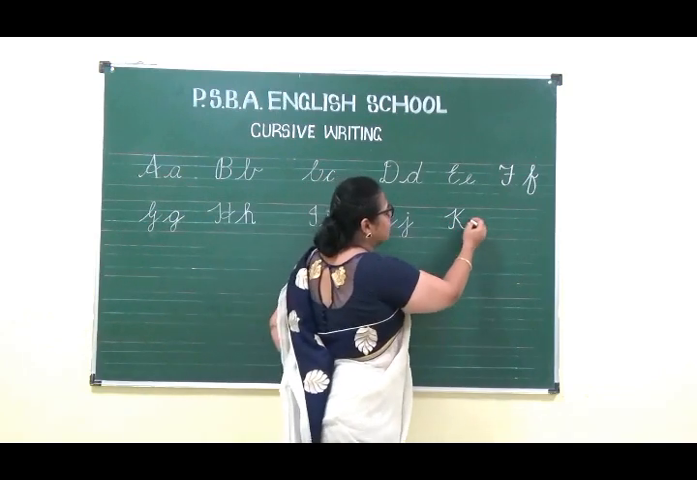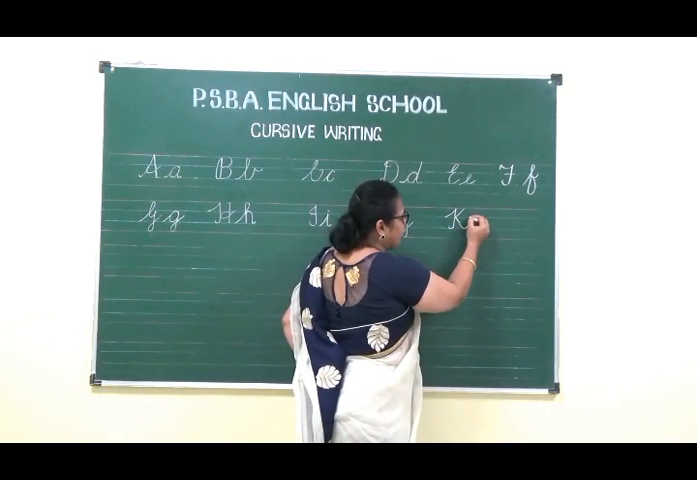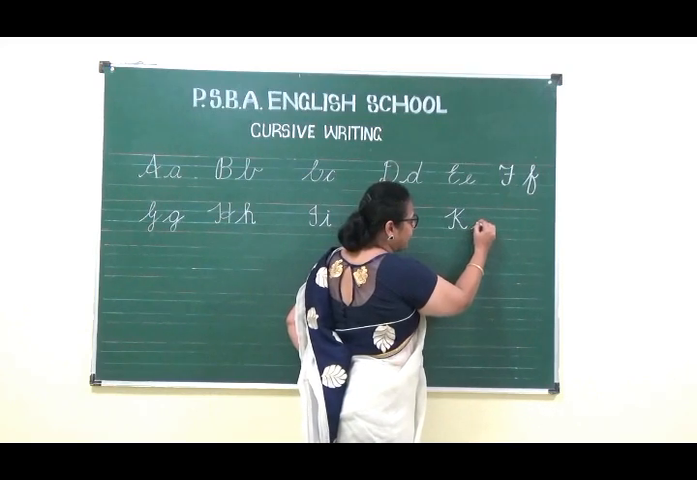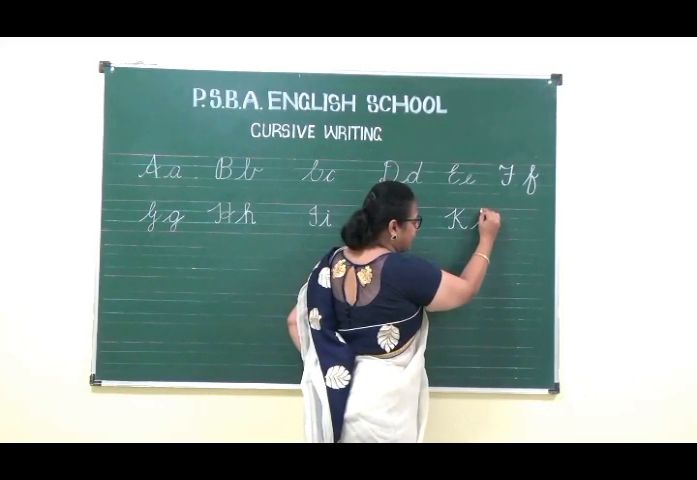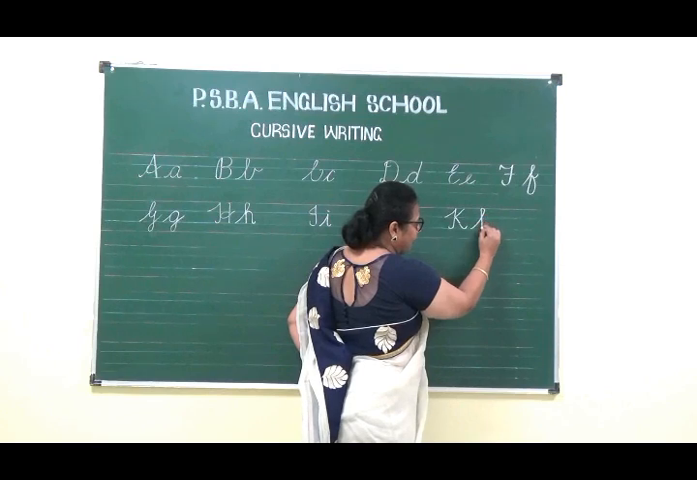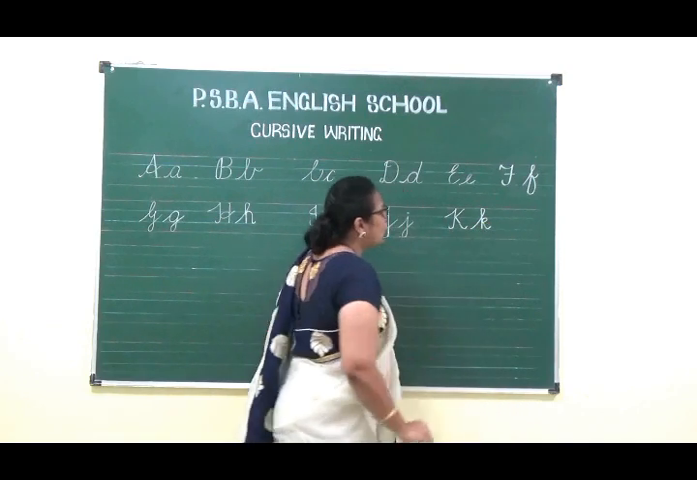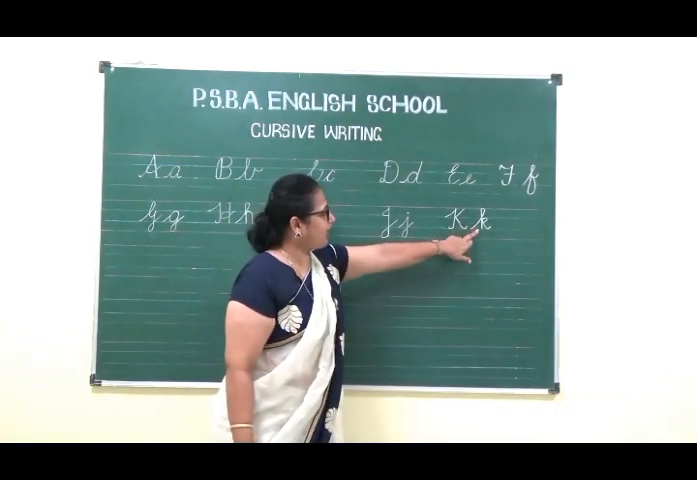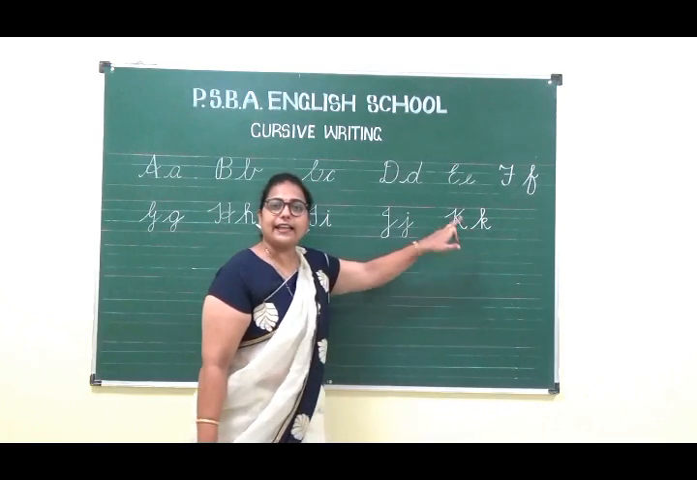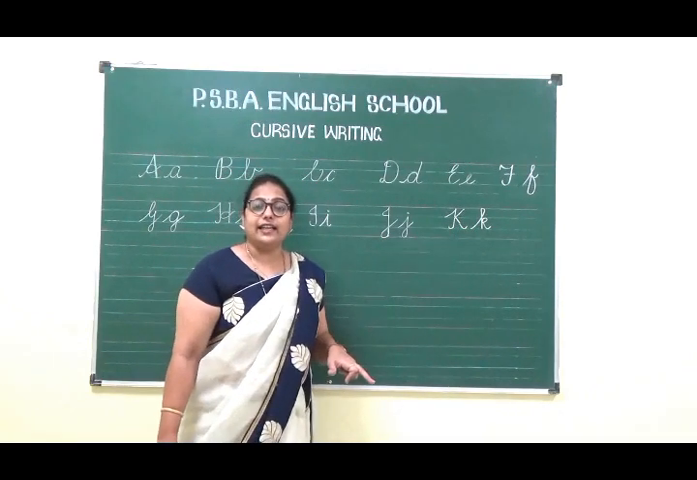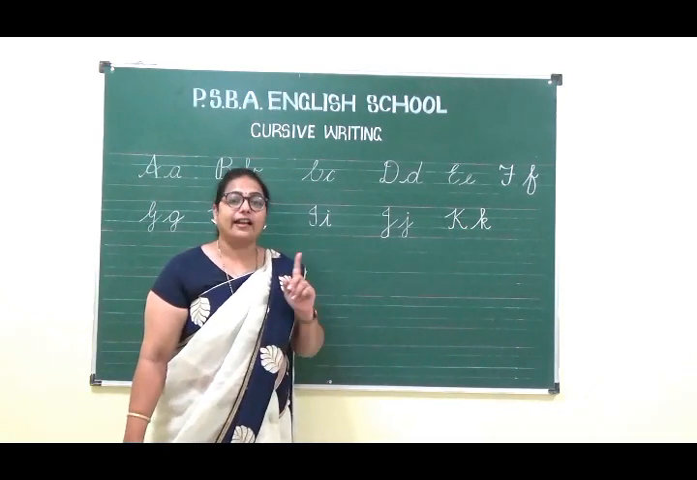Alright? Now we write the small cursive letter K. You have to draw from the third line a slanting line to the first line, come down with a bubble to the third line, go up again and make a small curve, slanting line. This is small cursive letter K. Capital K, small k. K says curve. K for kite.